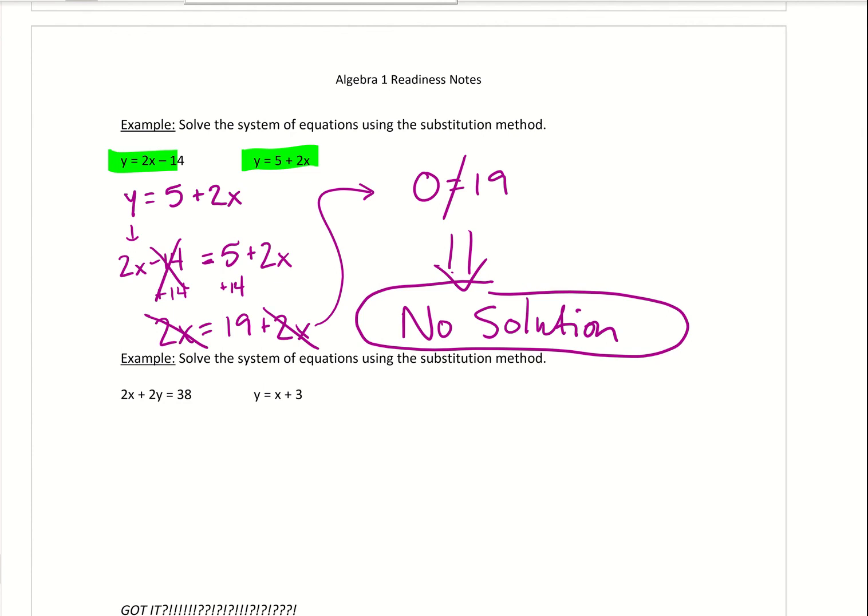So you can see there's two different ways that we can tell. I would personally suggest you use the substitution method for problems like this where we have 14 or negative 14 as the y-intercept, because that's going to be quite the large graph if you try to do that one. So that is a no solution example.